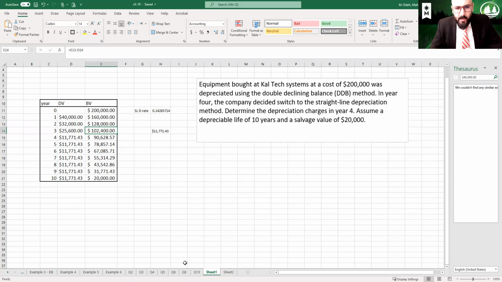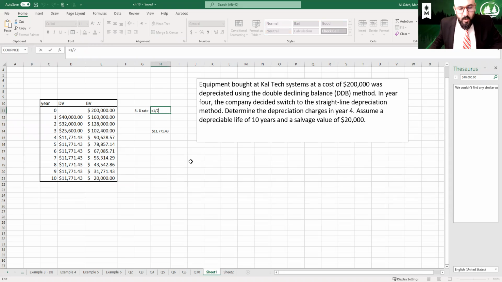All right, now here's the question. Now the company decided to switch to straight line. Now we're done here for the double declining. Now let's switch to the straight line. When you have the straight line technique, the first thing that you need to find is the depreciation rate.